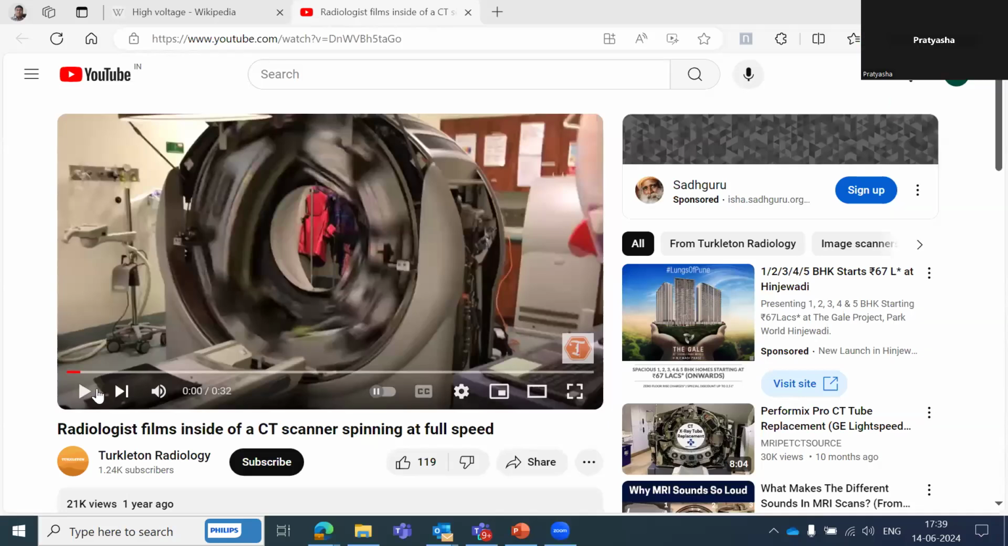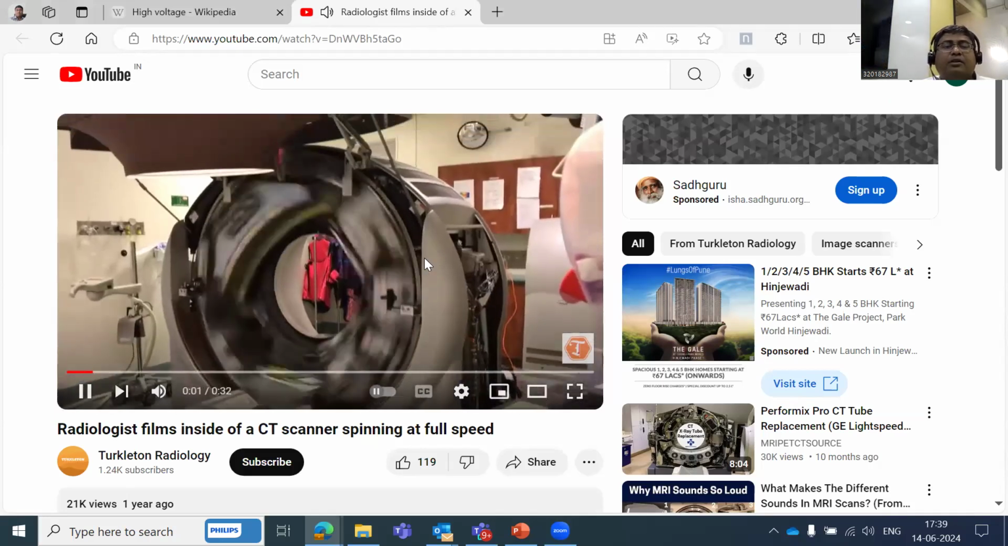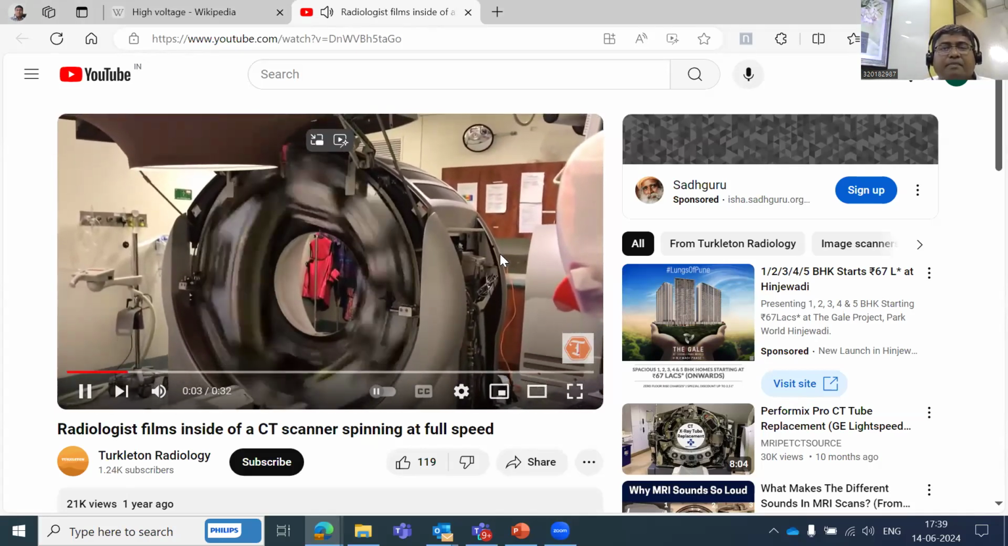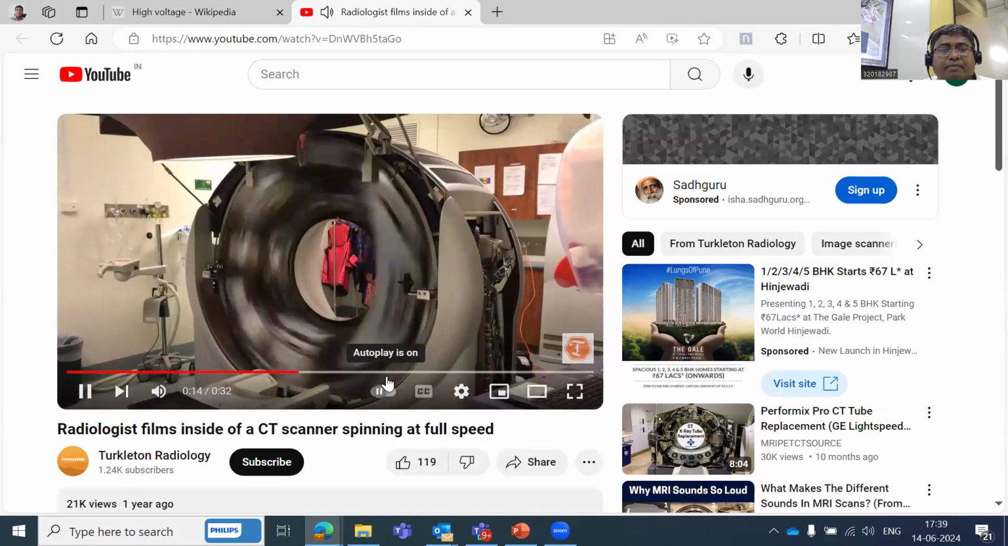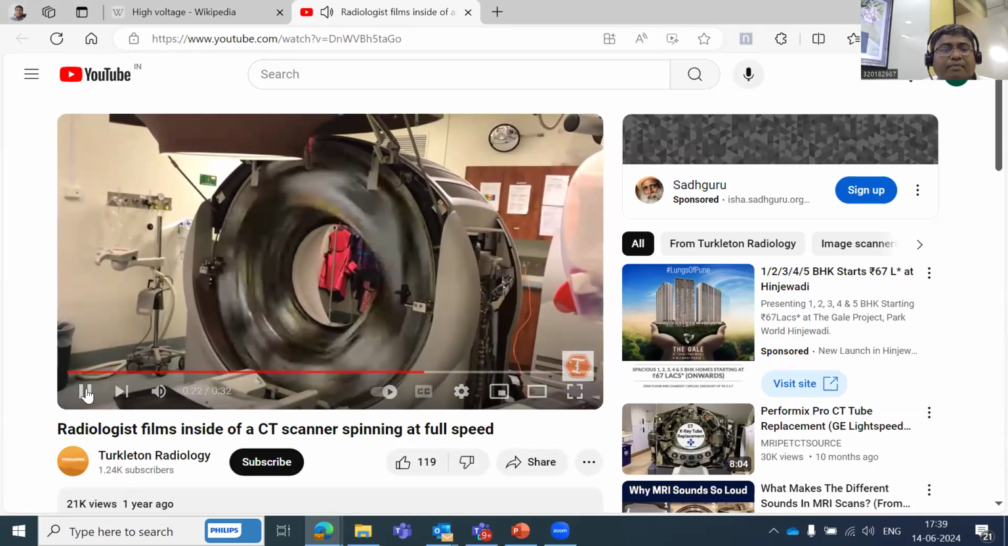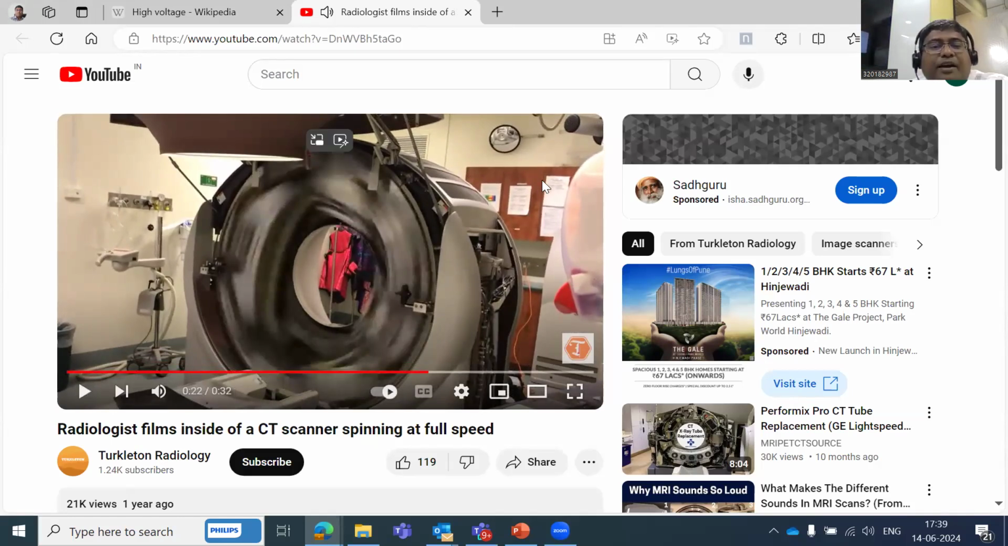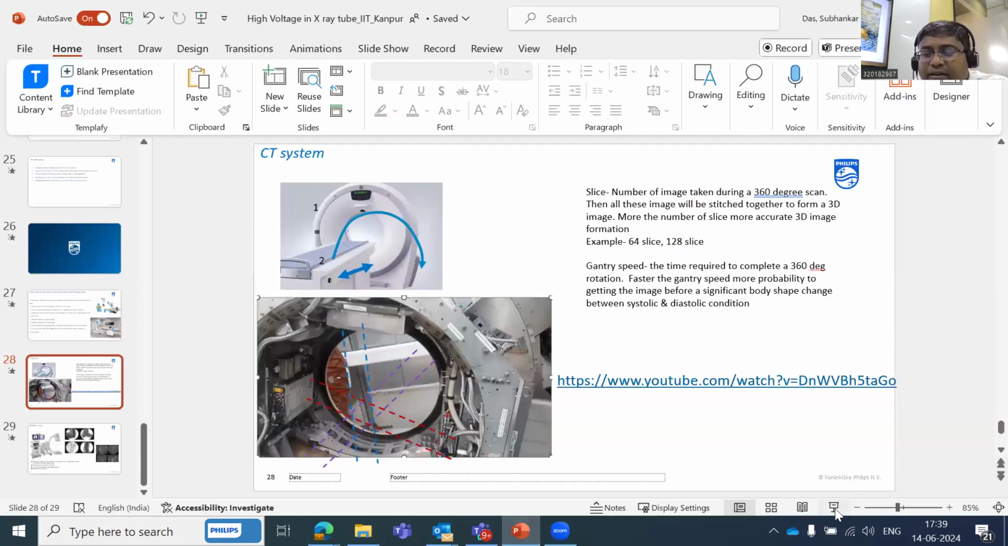So what I showed you previously is the open part of a CT scan, and this is how you can see it. Maybe the audio was not audible, but it's okay, I will just explain.